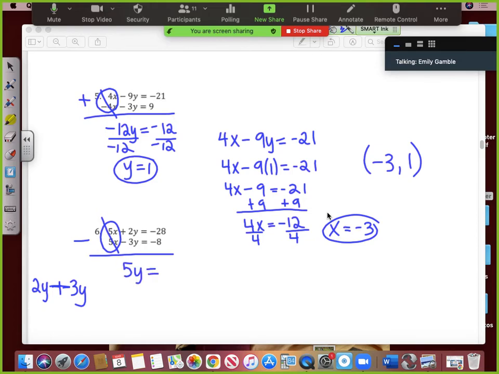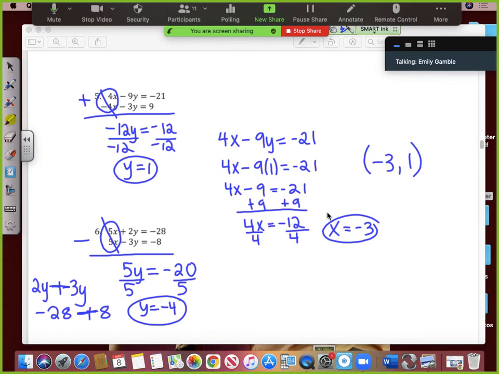And then the next thing we'll do is negative 28 minus negative 8, a double negative again. Negative 28 minus negative 8 is really negative 28 plus 8, which is negative 20. So we get 5y equals negative 20. We'll divide both sides by 5, and we get y is equal to negative 4.